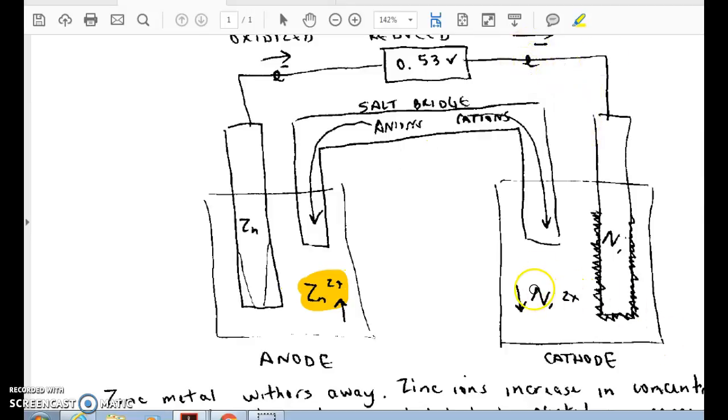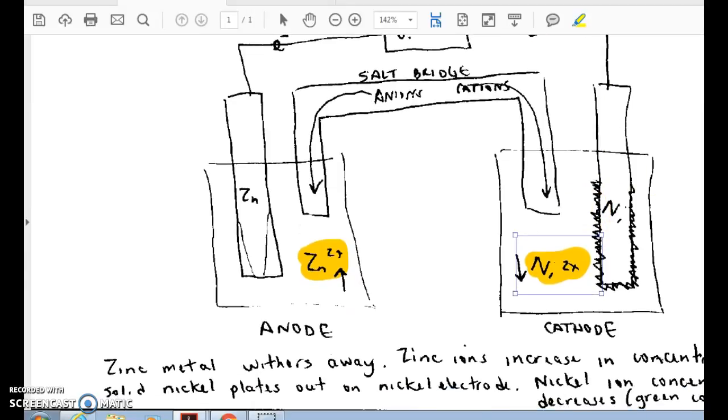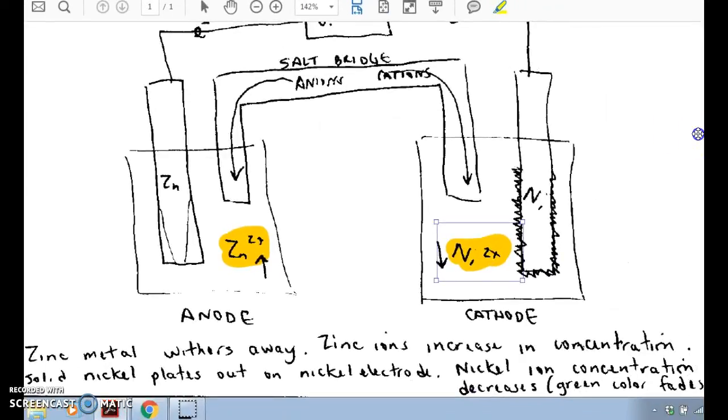And conversely, as the negative charge is reduced over here at the cathode because the nickel 2+ is being used up, now we have whatever negative ion was in the original nickel ion solution as an excess. And so we need cations from the salt bridge to flow towards the cathode to balance out that charge and allow the circuit to continue, because negative electrons are not going to want to migrate towards a buildup of negative charge at the cathode.